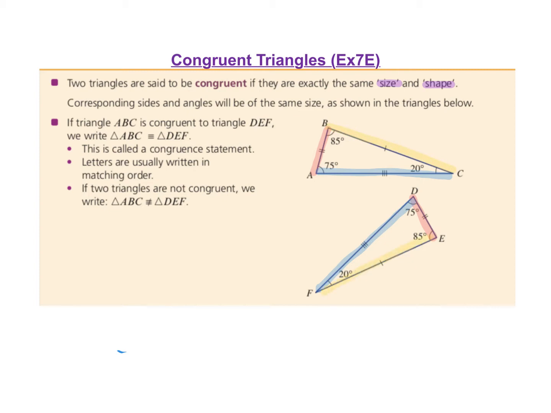So we can say these triangles are exactly the same if their lengths are the same and also their angles are all the same. So we have an 85, we've got an 85, we've got a 75, 75, and we've got a 20 and a 20. So congruent means they're exactly the same. What they'll do is they'll just be maybe twisted differently or labelled with different letters.